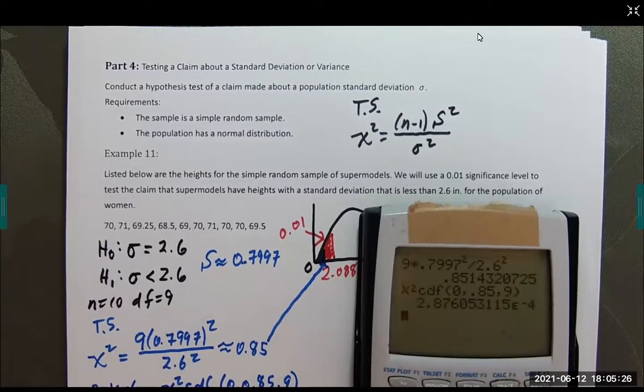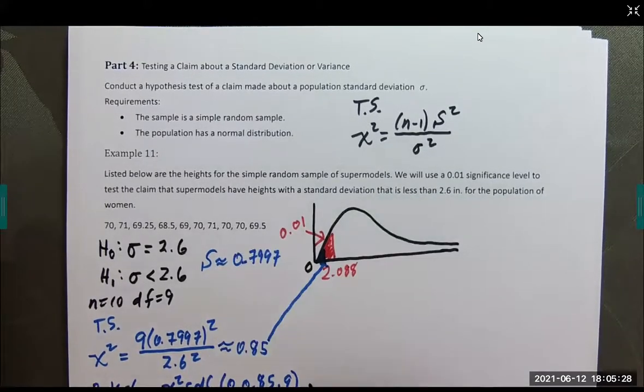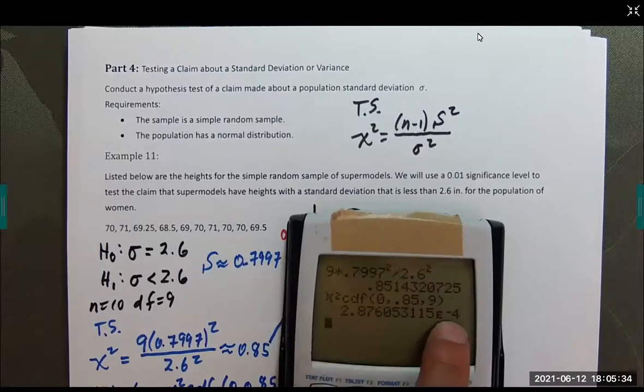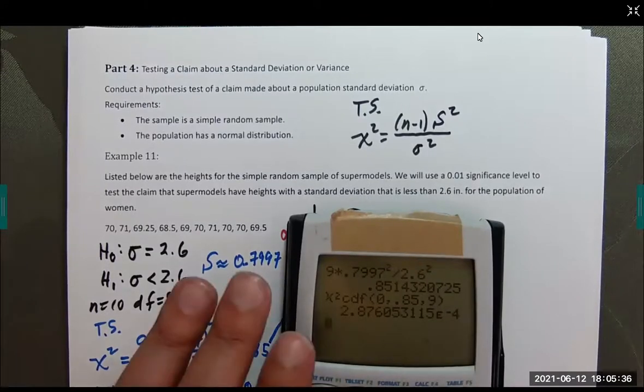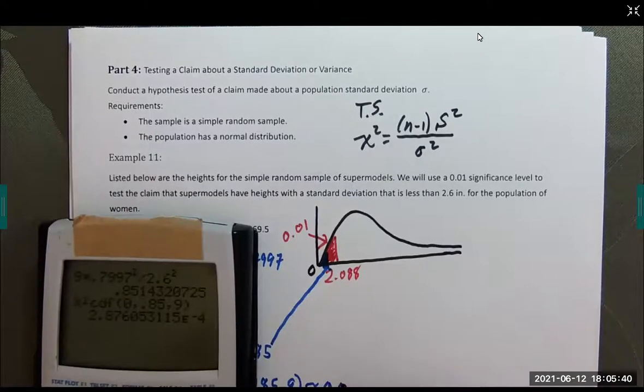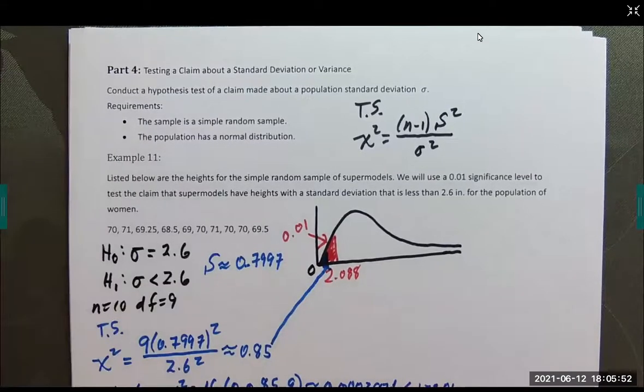Ooh, so that is a very, very small number. This is about 0. Now I'm going to show you what I'm doing here. I'm going to move that decimal 4 places to the left. So that means there's going to be 3 zeros and then the 2, 3, 2, 8, 7, 6. And the point is, this is way less than my alpha, which is 0.01. So we are going to reject the null hypothesis.